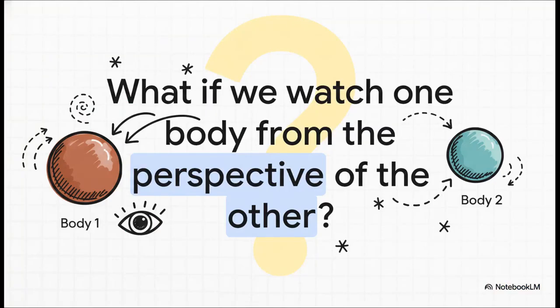So let's just stop for a second and ask a totally different question. Forget about watching from the ground. What if we were, say, riding on body 1, the one going straight up, and we looked over at body 2? What would its motion look like from our point of view? This is the absolute key.